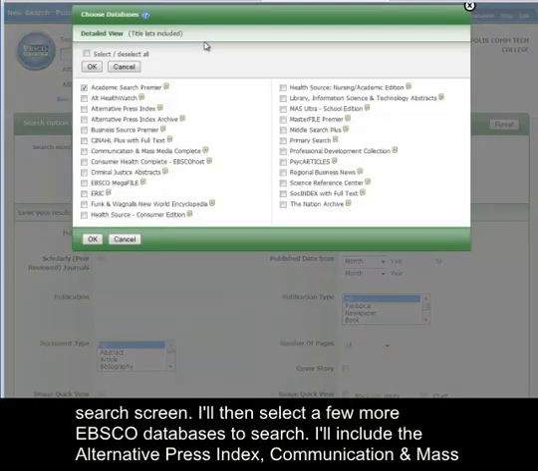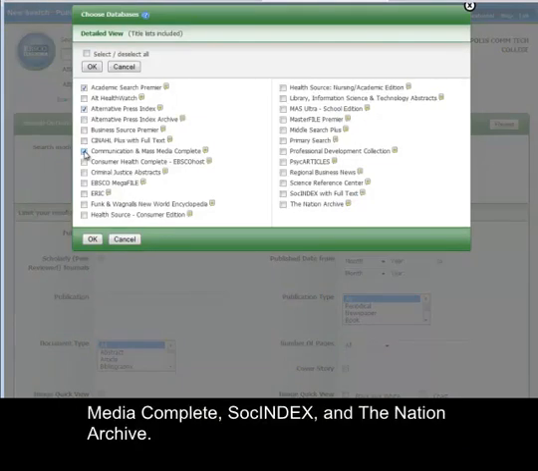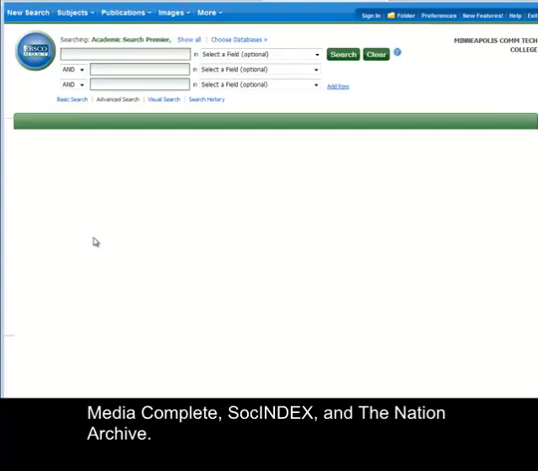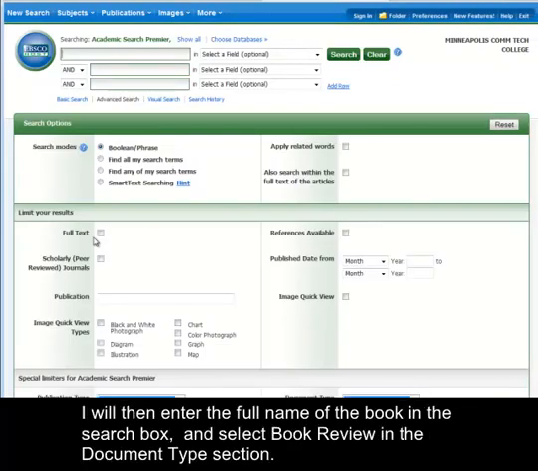I'll include the Alternative Press Index, the Communication and Mass Media Complete database, Soc Index, and the Nation Archive. I will then enter the full name of the book in the search box and select Book Review in the Document Type section.